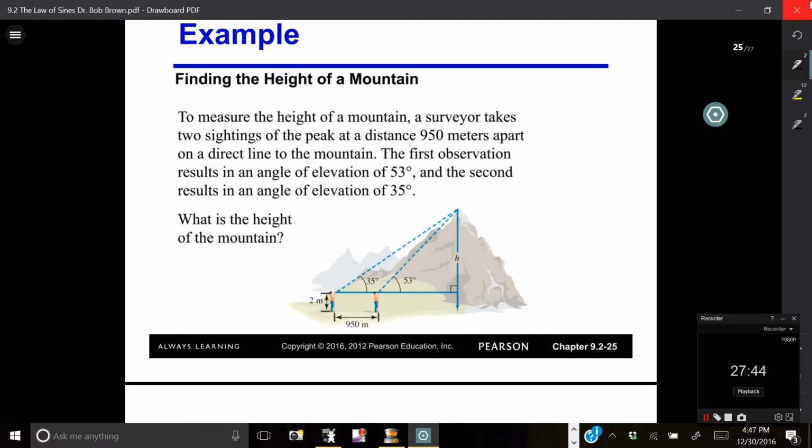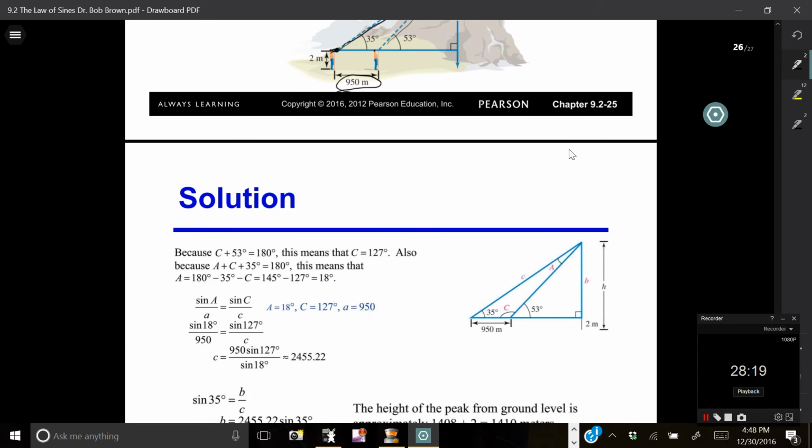and from his point, about 6 meters up, he sees an angle of elevation of 35 degrees. Then he moves closer by 950 meters and then sights the top of the mountain and measures an angle of elevation of 53 degrees. So we want to find out what the height of the mountain is from those two measurements.